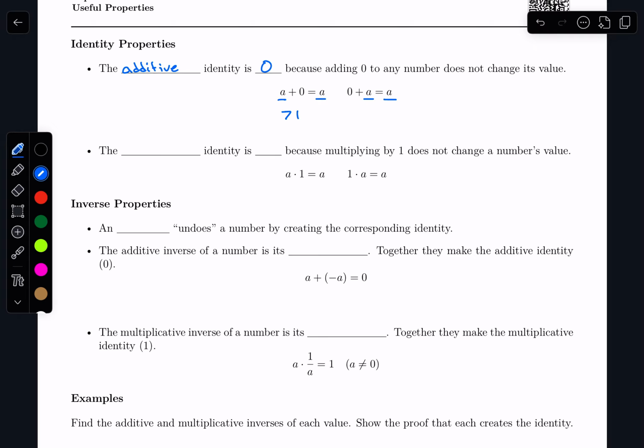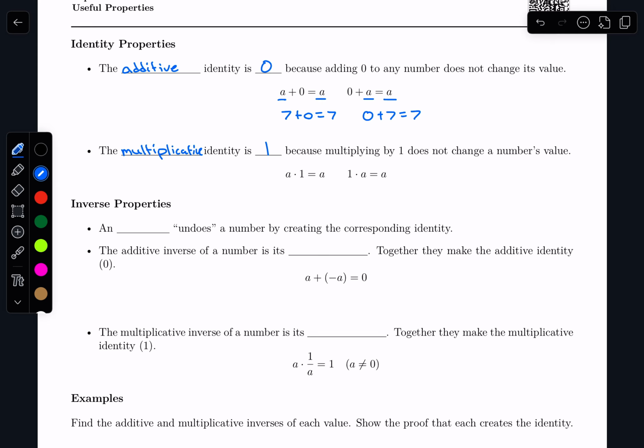So for example, we could have 7 plus 0 equals 7, or 0 plus 7 equals 7. Either way we put that 0 on there, we're going to end up with the same number we started with. Now for multiplication, whenever we talk about properties involving multiplication, we refer to it as a multiplicative property. Nice big word for us. So the multiplicative identity is going to be 1 because multiplying by 1 does not change the number's value. So if we do a times 1 or 1 times a, we're still just going to end up with a, the thing we started with.